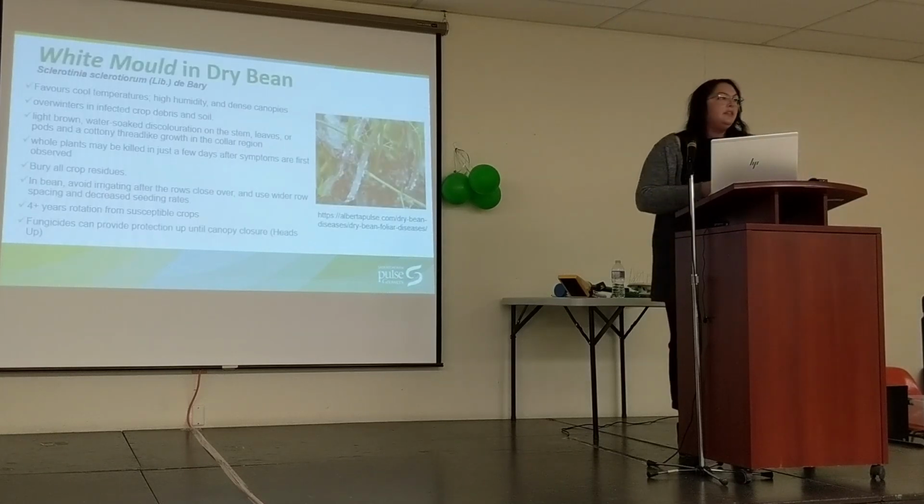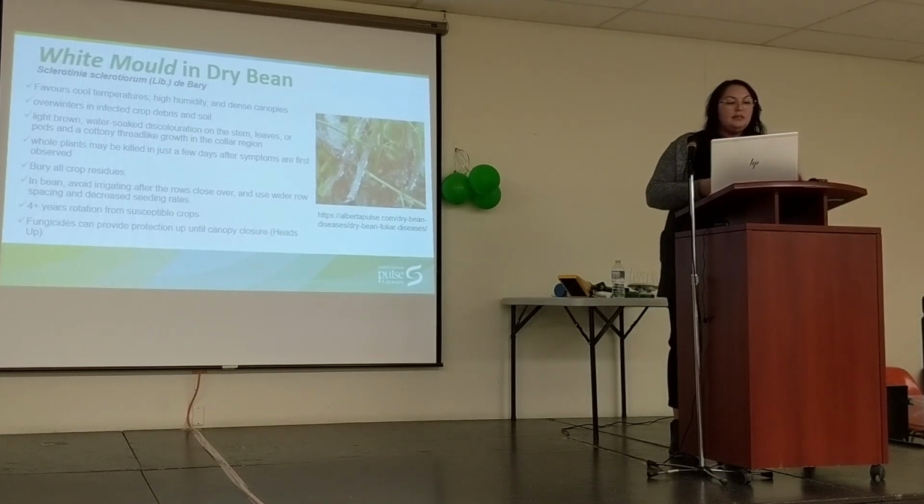Next, the other disease of concern in dry bean is white mold, and this is actually a Sclerotinia species. Typical to other Sclerotinia pathogens, it favors cool temperatures, high humidity, and dense canopies, right? We're used to seeing Sclerotinia in canola, not very dissimilar in dry bean. It will overwinter as sclerotia bodies and crop debris in soil.